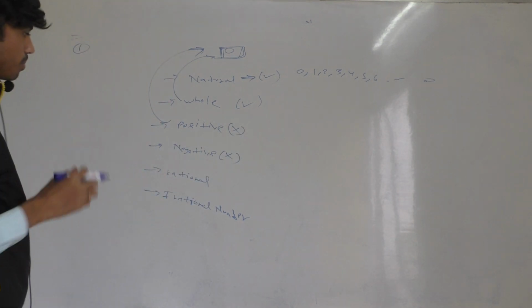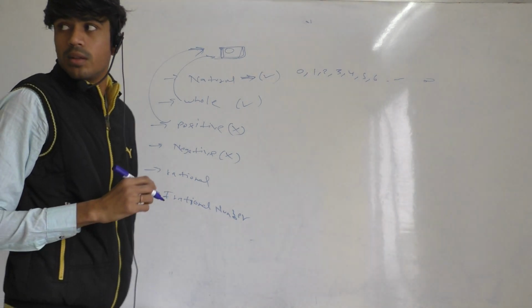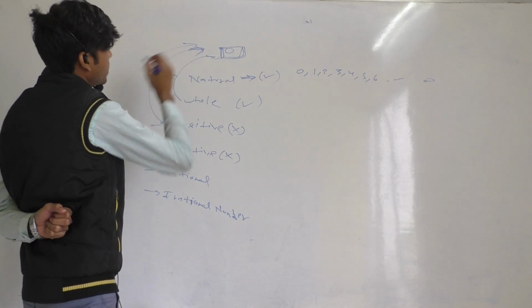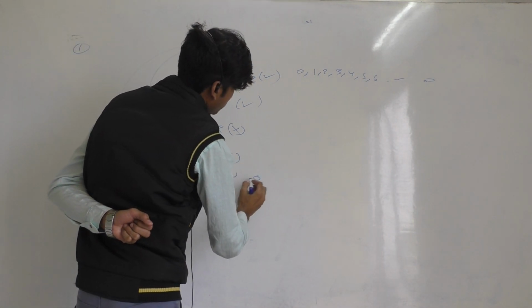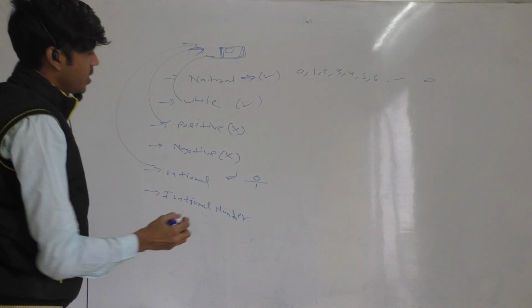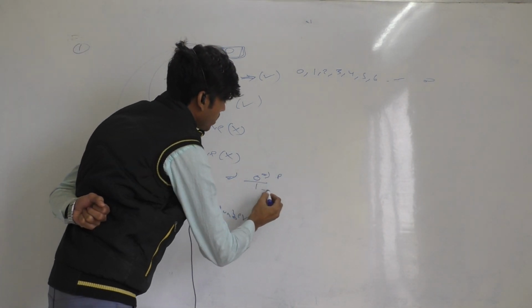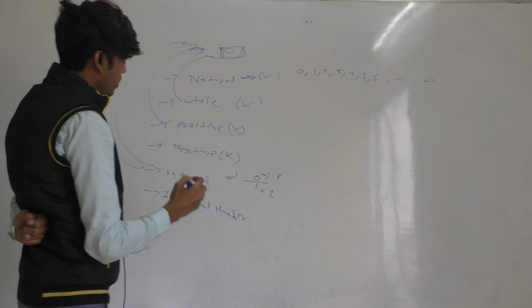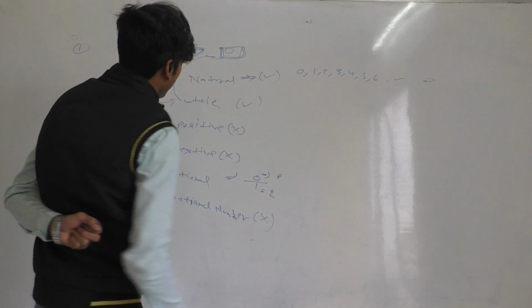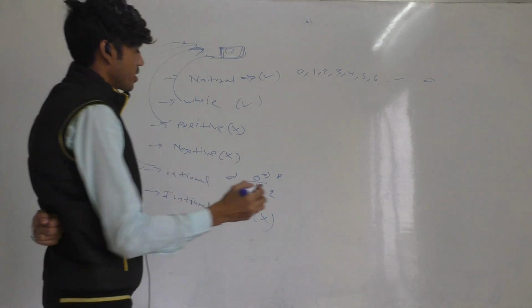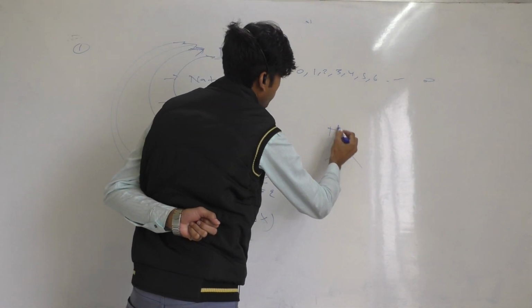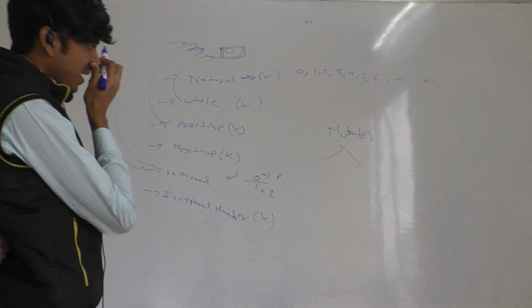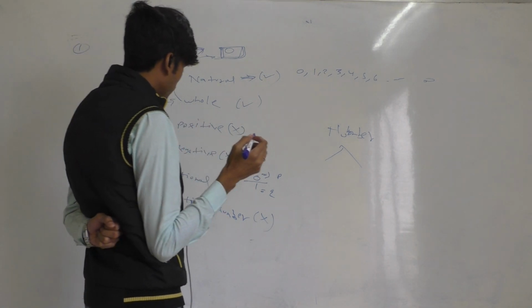Is 0 a rational number or an irrational number? Yes, 0 is a rational number. As I said earlier, we can write 0 by 1, where p equals 0 and q equals 1. In this way, 0 is a rational number and 0 is not an irrational number. Can any number be both rational and irrational? If a number is rational, then it cannot be irrational.